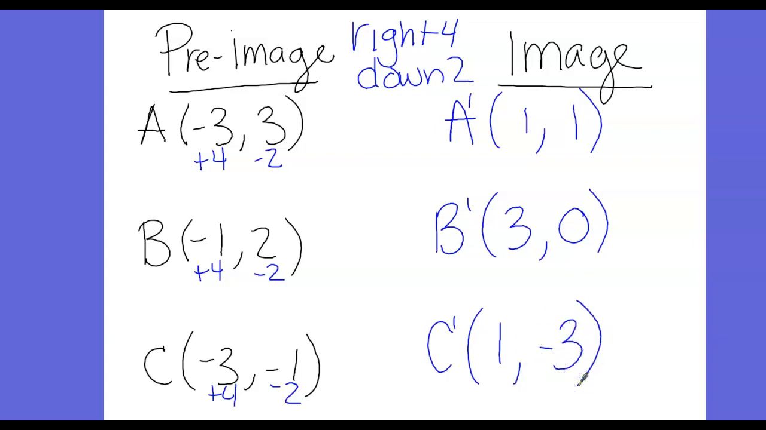Perfect. Now, if you flip over your card, that's exactly where your A prime is at, 1, 1. B prime is at 3, 0. And C prime is at 1, -3. Okay, so there's 2 different ways to get the exact same answer. Questions about that? No? Okay. We're going to get in your textbook now.